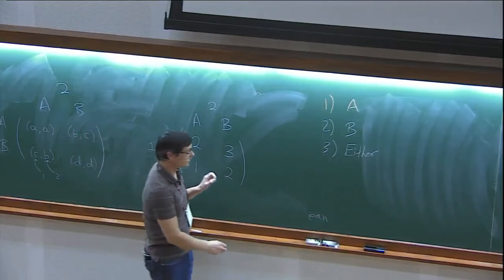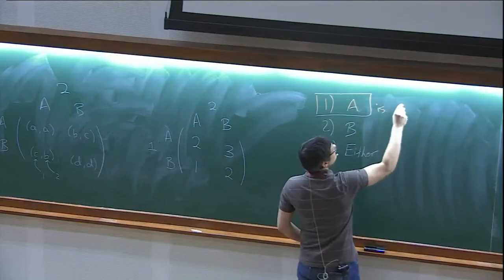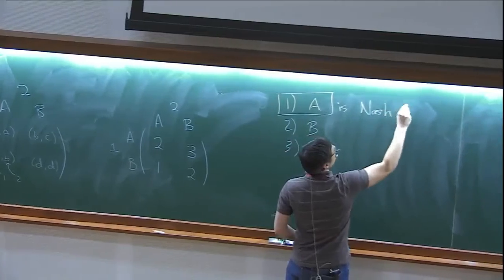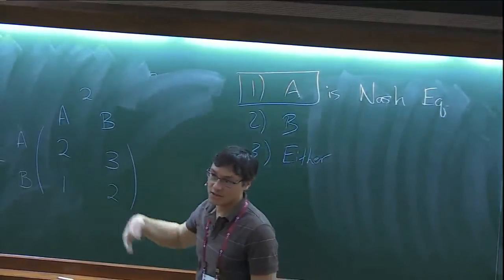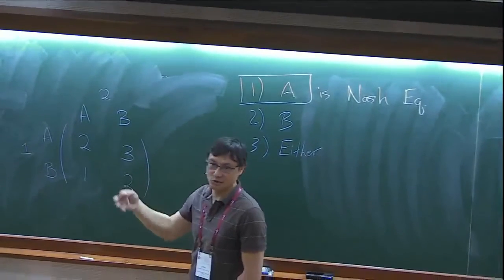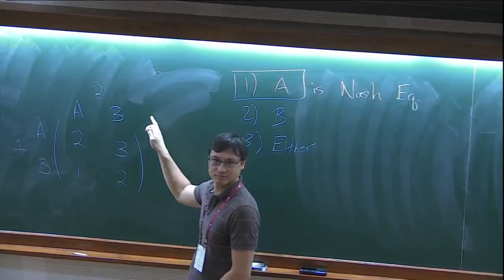So what you get here is that A is the Nash equilibrium strategy, and it's actually a dominant strategy. It's just the best thing to do always. So A is good.